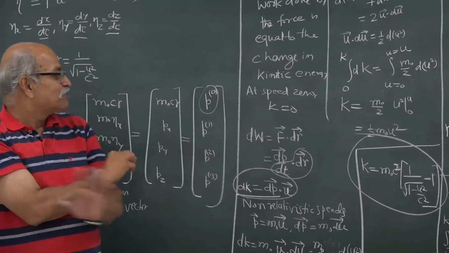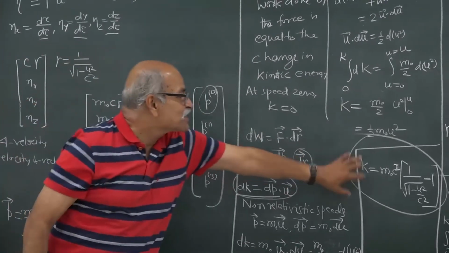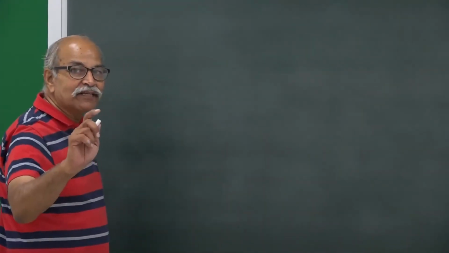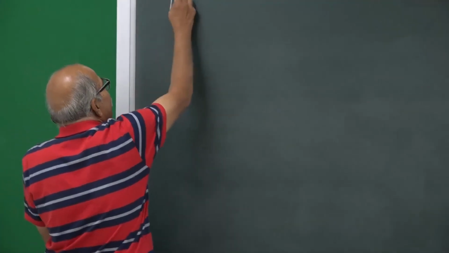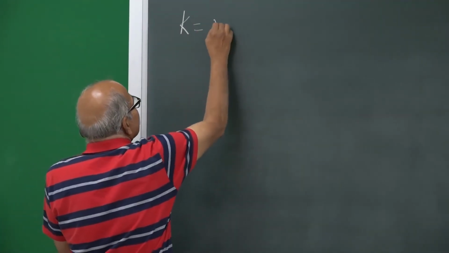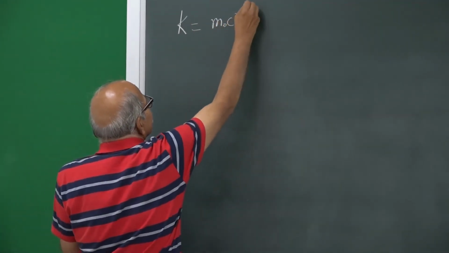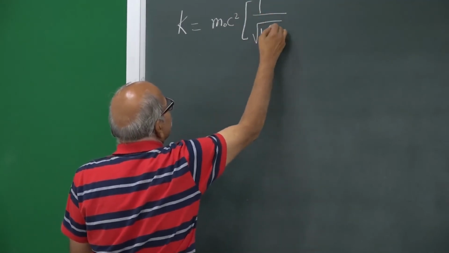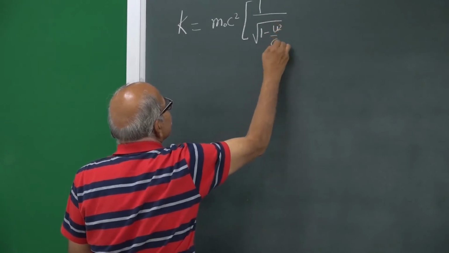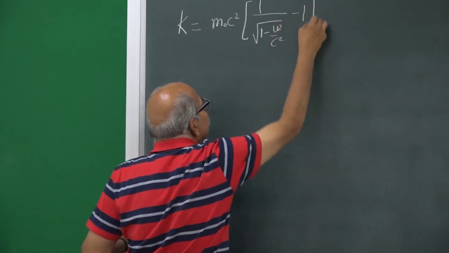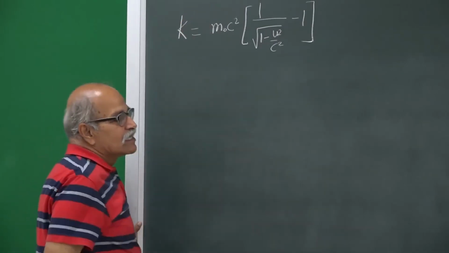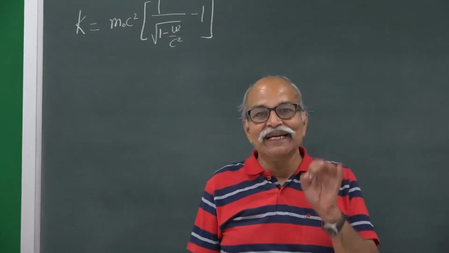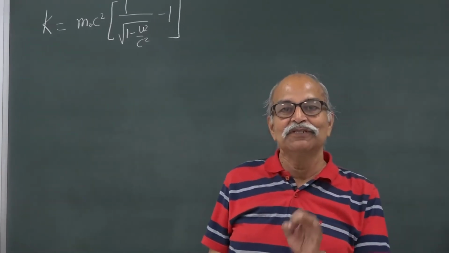Okay. So let me clean the board, write this expression again and start discussing it. The kinetic energy expression is k equal to m naught c square times the quantity 1 by square root of 1 minus u square by c square, minus 1. This is the expression for kinetic energy in place of half m naught u square.